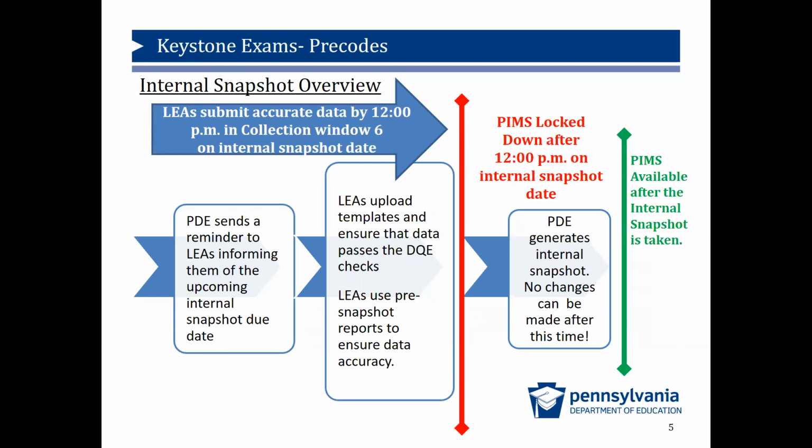After the deadline, PIMS locks down temporarily to take the internal snapshot and generate the data file that will be sent to the testing vendor. There can be no corrections made after this time. Once PIMS reopens, LEAs can run their snapshot reports and accuracy certification statement.